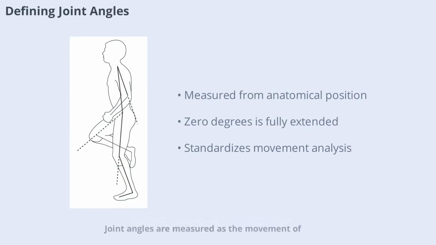Joint angles are measured as the movement of a body segment away from the anatomical position. The anatomical position is a standardized posture where the body stands upright, facing forward with arms at the sides and palms facing forward. In this position, the angle at each joint is considered 0 degrees. As a segment moves away from this position, the angle increases, allowing us to quantify the amount of movement. This standardization ensures consistency when comparing measurements across individuals and sessions.